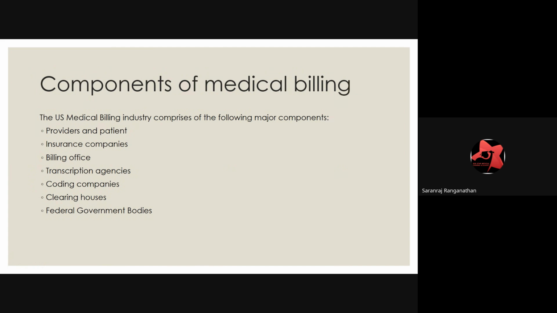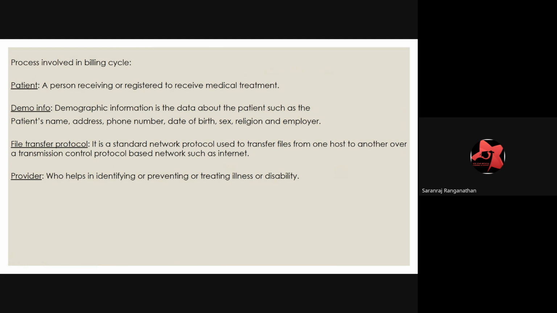And next, components of medical billing. The US medical billing industry comprises the following major components: providers and patients, insurance companies, billing office, transcription agencies, coding companies, clearing houses, and federal government bodies. One by one we can see them in the upcoming slides. Next, the process involved in the billing cycle.